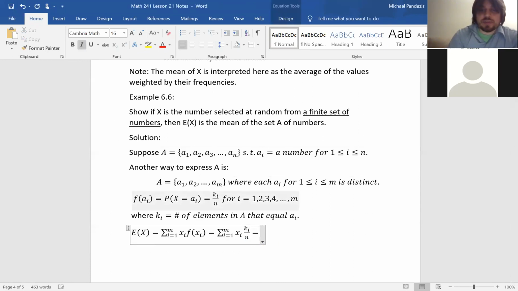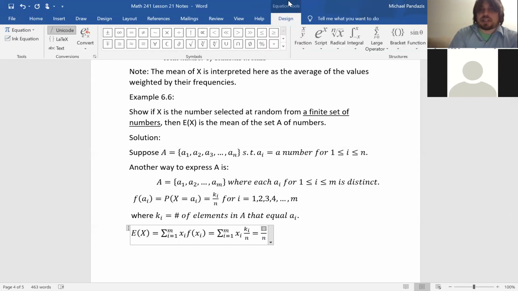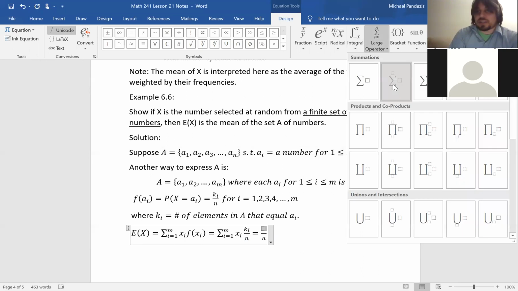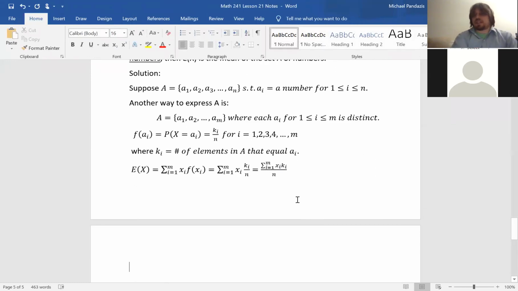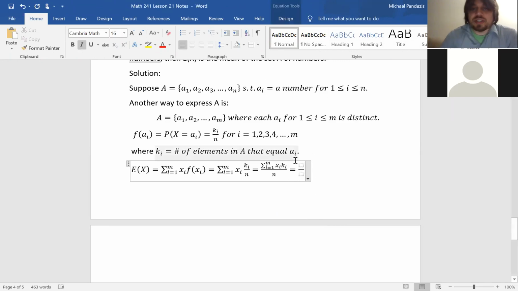So now this is equal to, keep in mind that n is a constant, and so we can move that outside of the sum. And so we could actually just have n by itself in the denominator. And then you have from i equals 1 to m of x sub i, k sub i. Okay? And so now that's E of X. And so what is that sum in the numerator? The sum of x sub i, k sub i from i equals 1 to m.